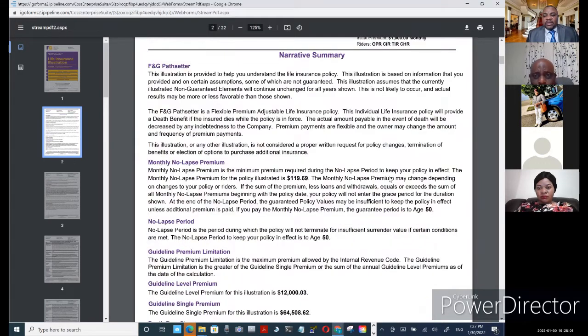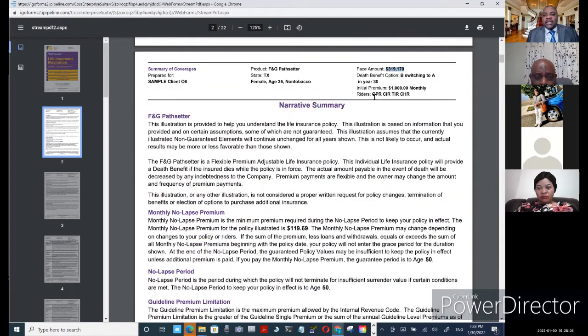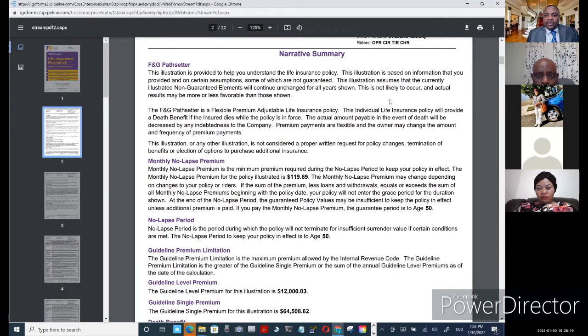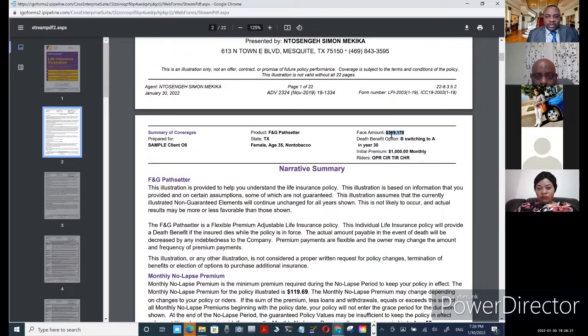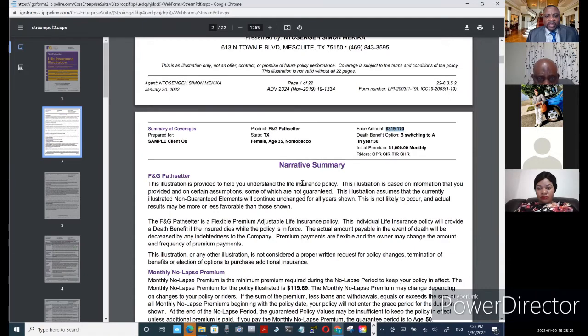So now it comes with the following riders attached for free: overloan protection, chronic illness rider, terminal illness rider, and critical illness rider. Now at age 35, she will have $319,000 if she's approved for this policy when she starts putting in the first amount of money.